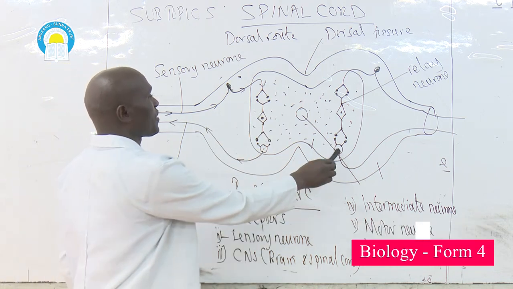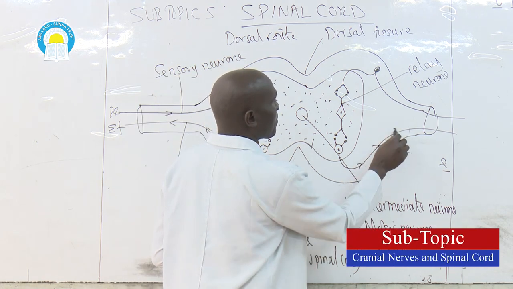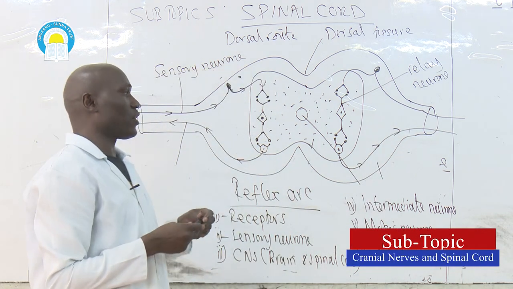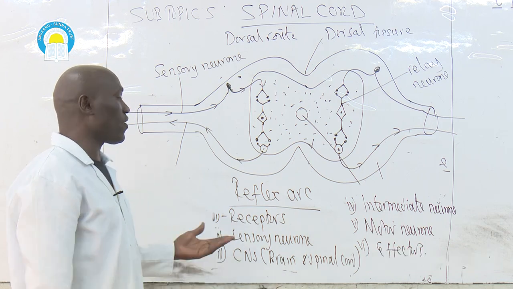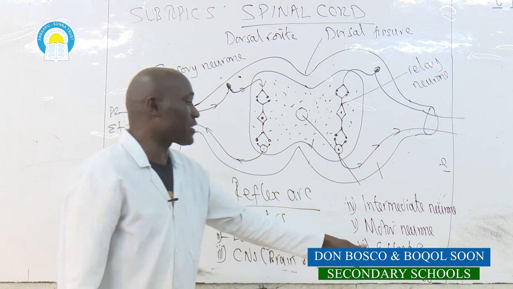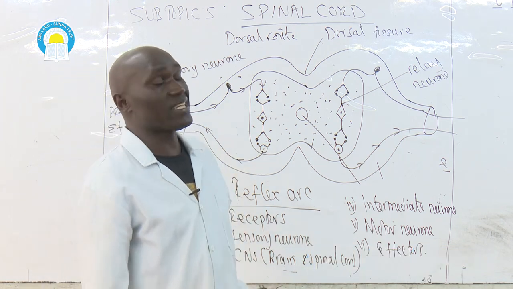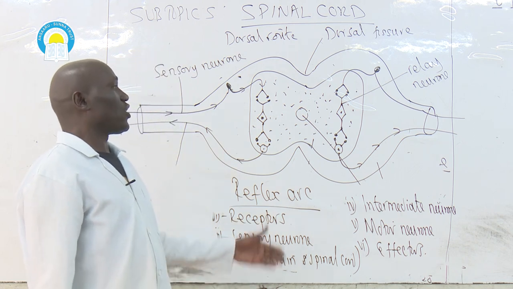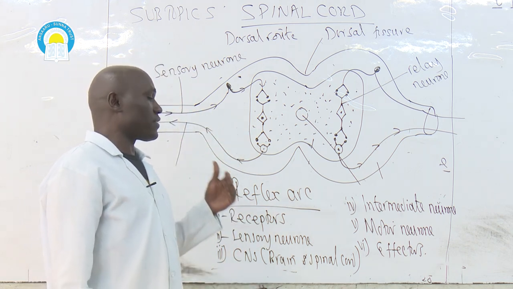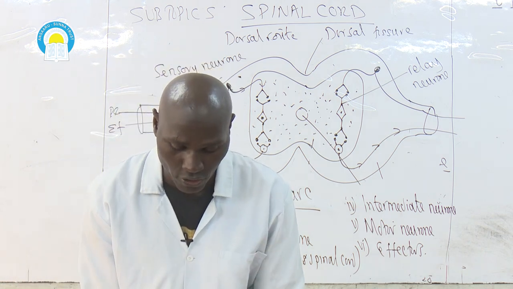Motor neuron, the nerve cell that will transmit integrated nerve impulse to the effectors, which are body tissues or organs that will bring about the change that is needed. Then effectors, tissues or organs that bring about the desired change. So I'll give an example of simple reflex action based on touching a hot object.